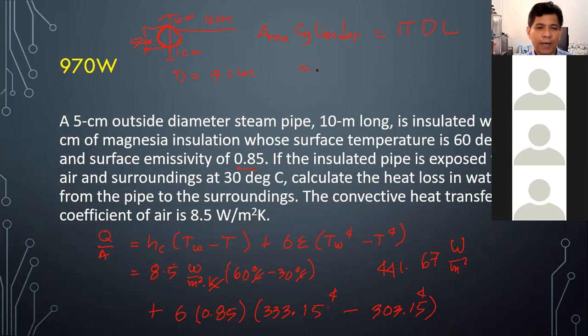So that would be pi, tapos times 7 centimeter yan times 10 to the minus 2. Okay? Tapos yung length ay 10 meters. Okay. So itong area na to, i-multiply nyo dito para makuha nyo yung 970. Okay? So let's do that. We're going to multiply this and then tingnan nyo kung ano magiging sagot.